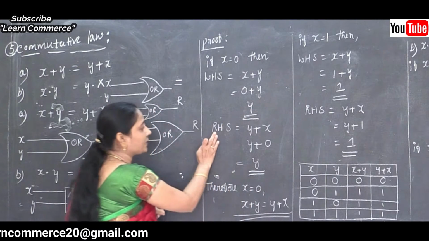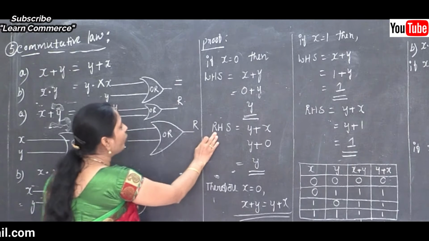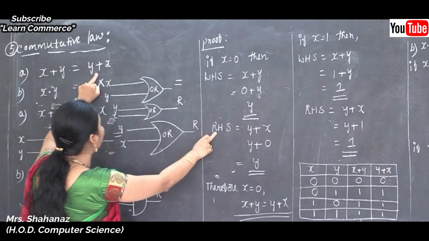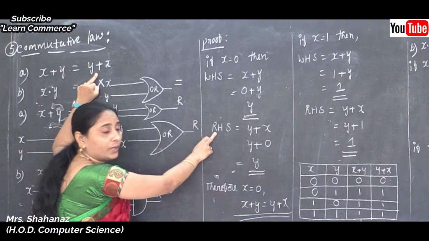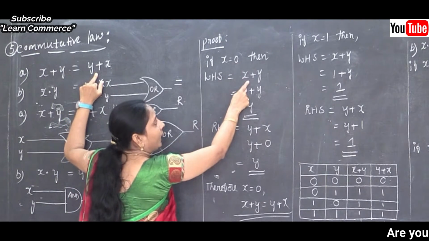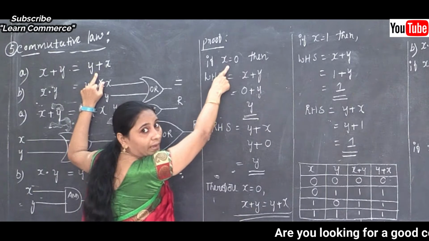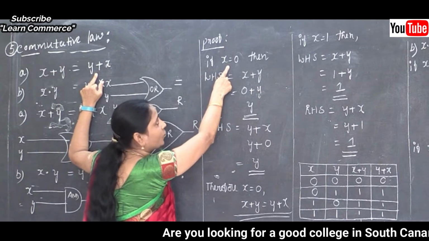Okay, and next, the right hand side. Now we know that in the right hand side the value is y plus x. Is this point clear? In the left hand side the value is x plus y, and next I used the value of x as x equal to 0.